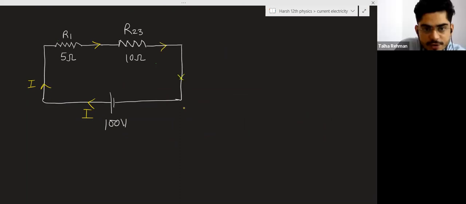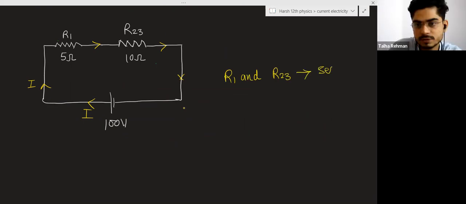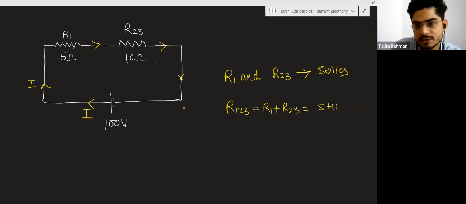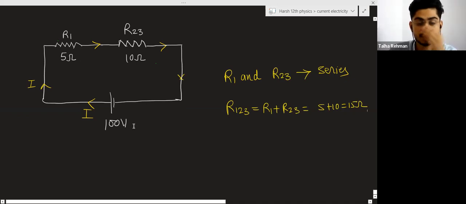Now this 10 ohm and 5 ohm are in series. You can write R1 and R23 are in series. So can we find the equivalent, R123? R123 is R1 plus R23. So this will become 5 plus 10, 15 ohm. So the overall resistance of the circuit is 15 ohm.